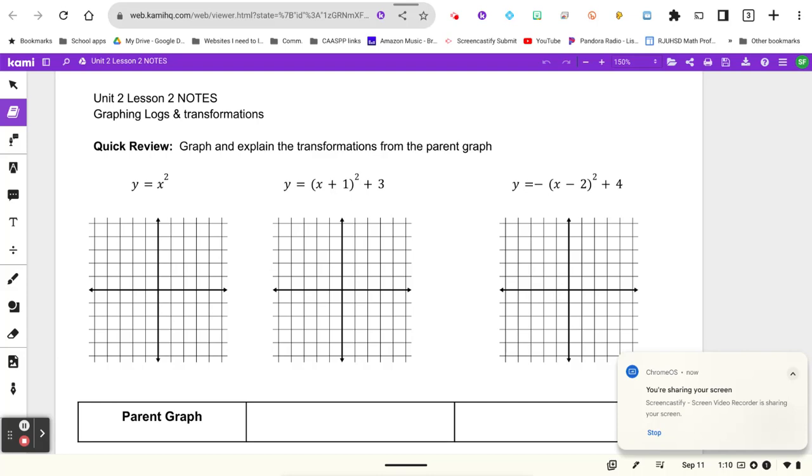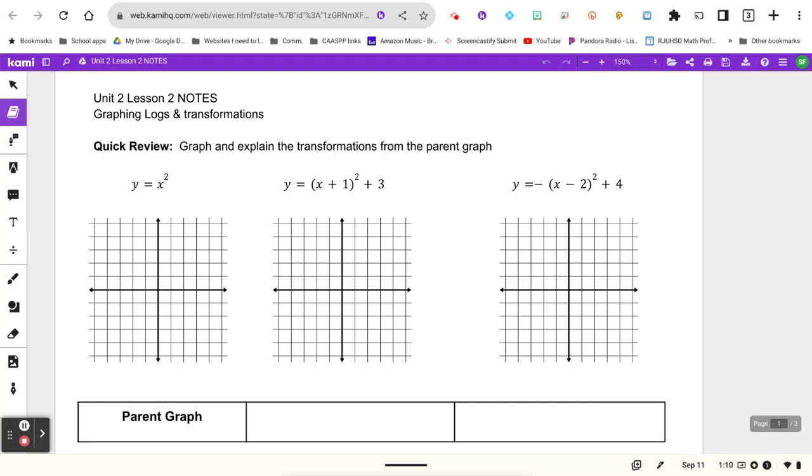All right, we're going to be doing Unit 2, Lesson 2 notes. This is graphing logs and transformations. So what we're going to be doing is a quick review. If you remember, y equals x squared is our quadratic. This is also our parent graph.